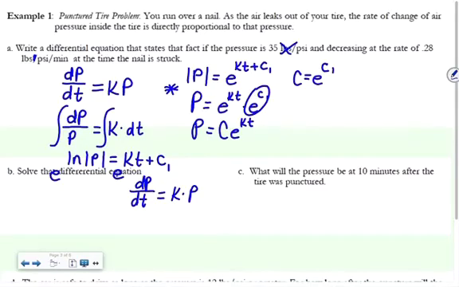0.28. Is it going to be positive or negative? Negative. Good. Since the pressure was decreasing, we know the rate of pressure, that means the derivative of the pressure, so that's our dP/dt. And then they tell us the pressure is what? 35. What does that allow us to solve for? k. Good. So we're going to solve for k.